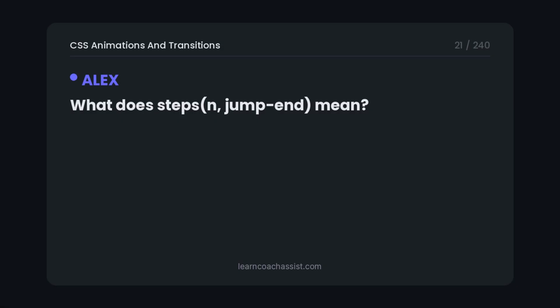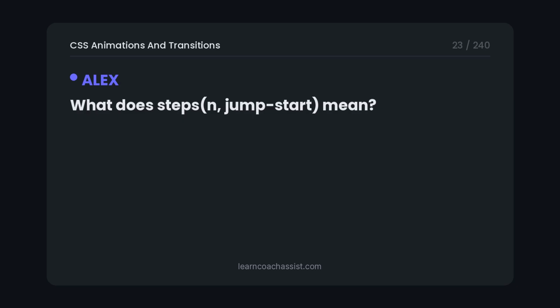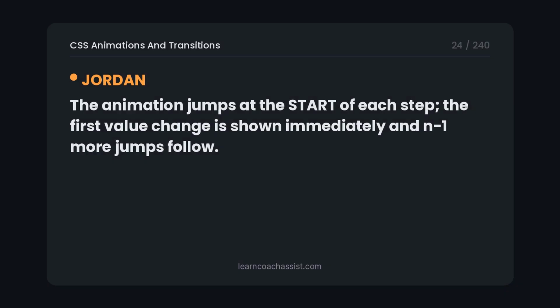What does steps(n, jump-end) mean? The animation jumps at the end of each step. The element shows the start value until each step completes, then snaps to the next value. What does steps(n, jump-start) mean? The animation jumps at the start of each step. The first value change is shown immediately and n-1 more jumps follow.